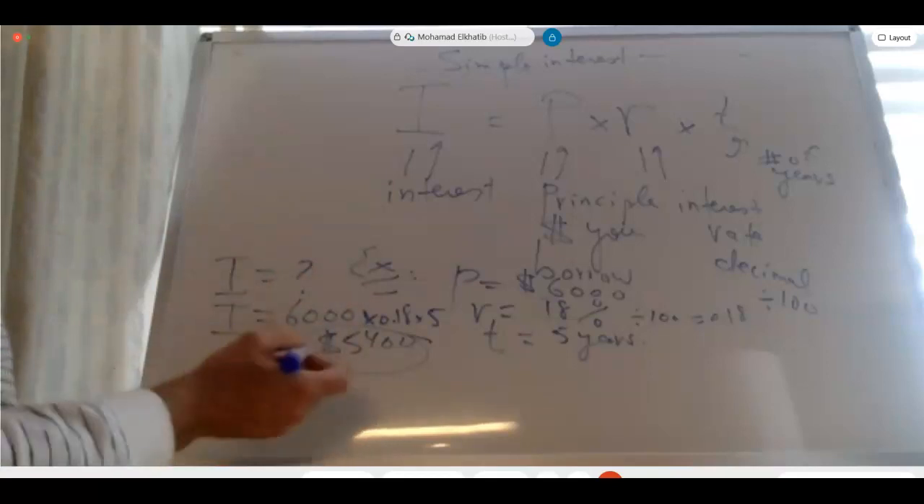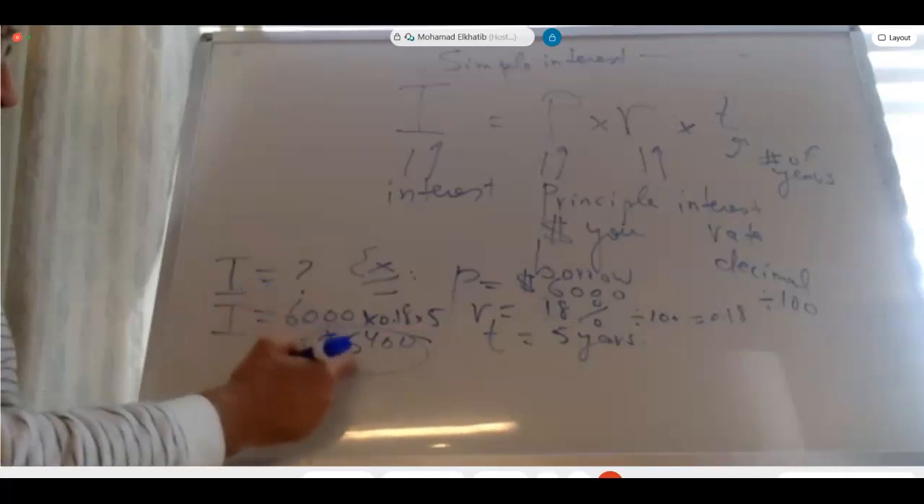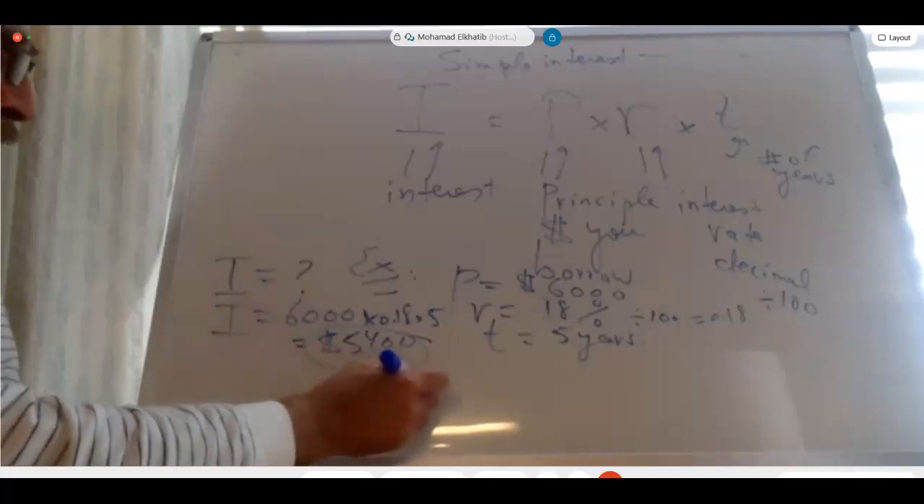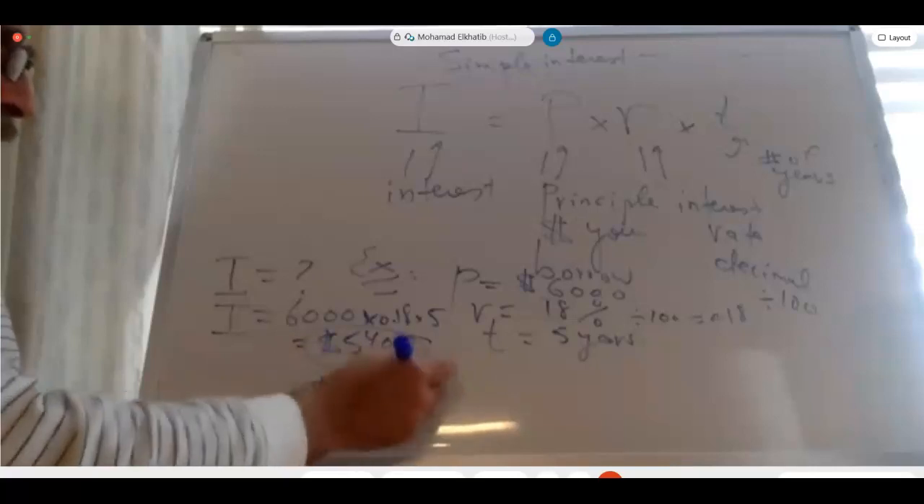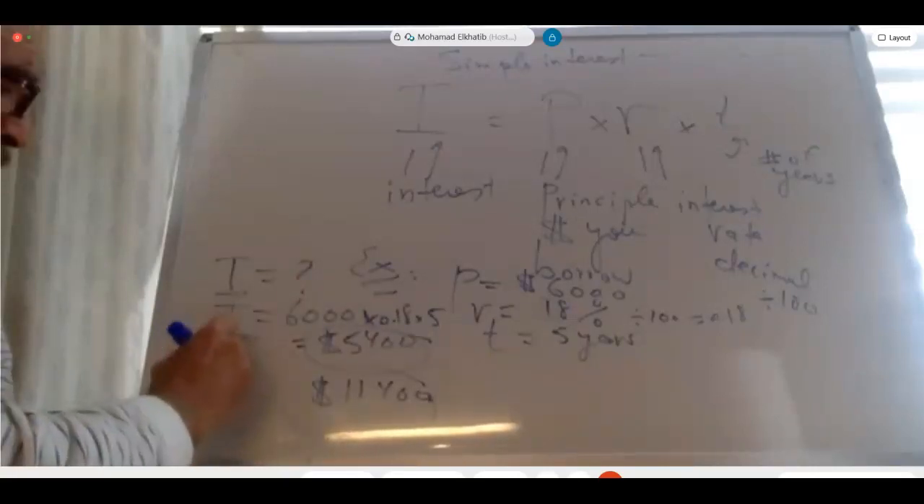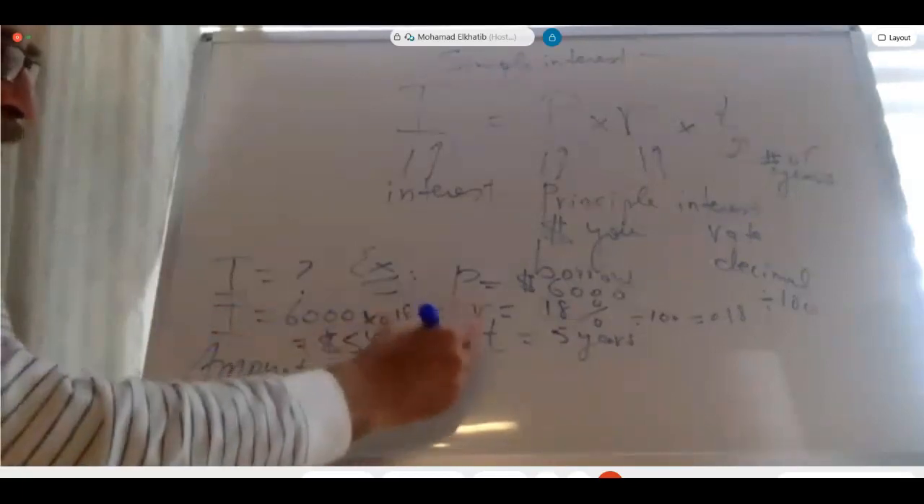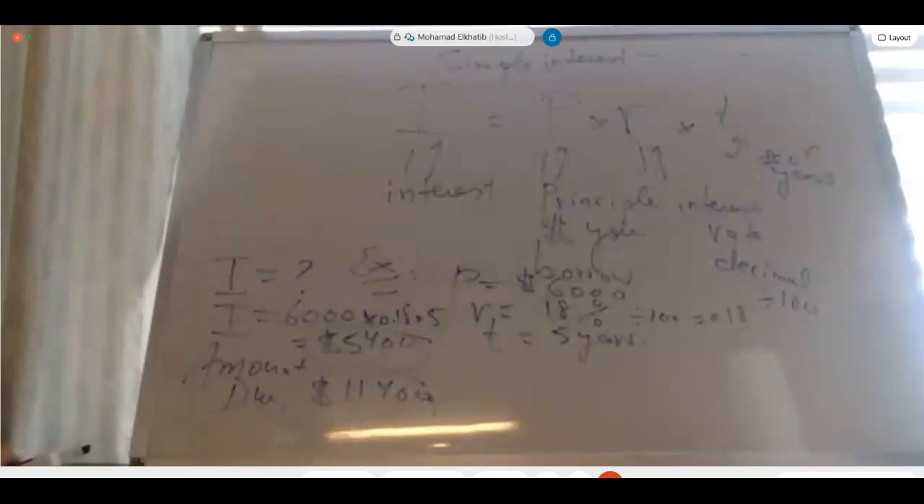So for something that you needed 6,000 for, you're going to end up paying what? 6,000 plus $5,400, which is $11,400. Why are you going to end up paying that much? Total amount due? Simply because you did not have a good what? Good credit report.